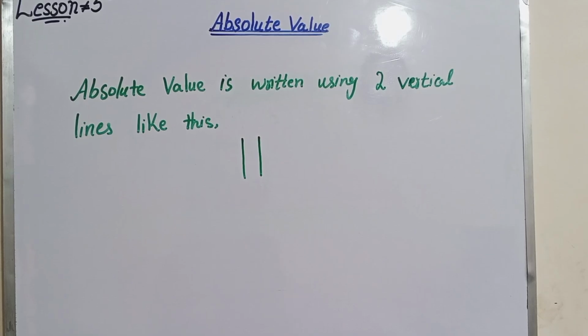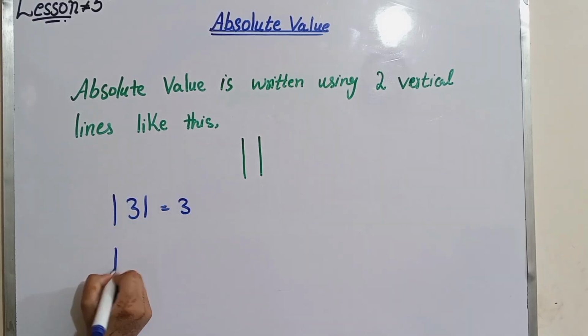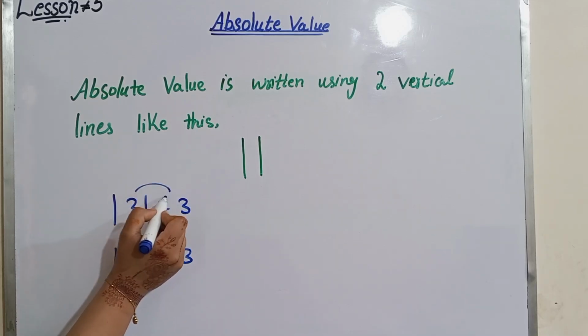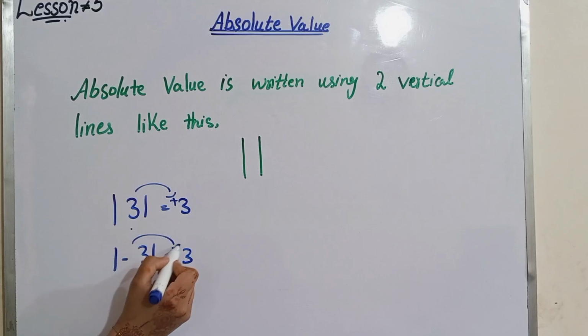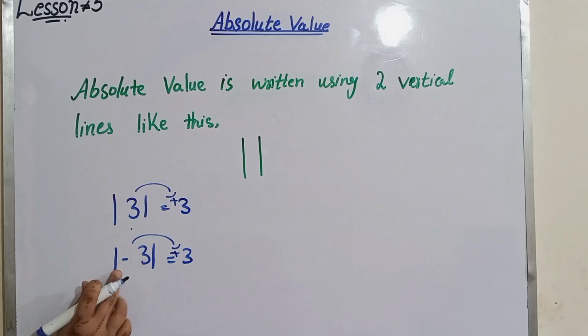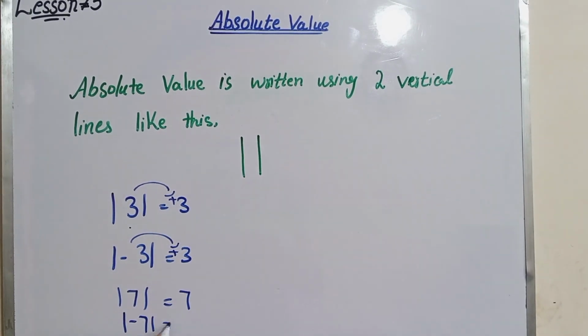The absolute value of 3. If you find the absolute value of 3, it will be 3. If you find the absolute value of minus 3, it will also be 3. It might be confusing. Positive value becomes positive. Negative value becomes positive. It's just like magic. It will stay the same for a positive value, but it will change for a negative value. So the absolute value of 7 is 7. The absolute value of minus 7 is equal to 7.